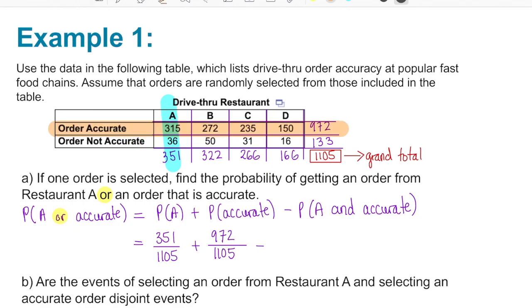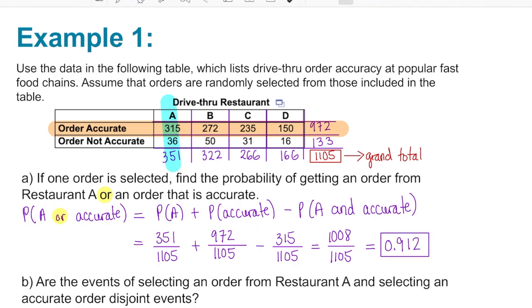These are all orders that are accurate. 315 from A that are accurate, 272 from B that are accurate, 235 from C that are accurate, 150 from D that are accurate. I only want the number from A and accurate, which is 315. To find the probability, I take 315 divided by 1105. Since they all have the same denominator, all I do is just add and subtract the numerators. And I have 1008 divided by 1105, which is 0.912.